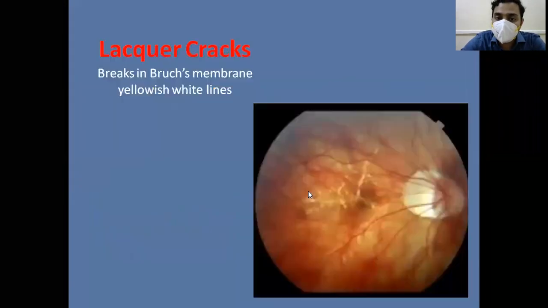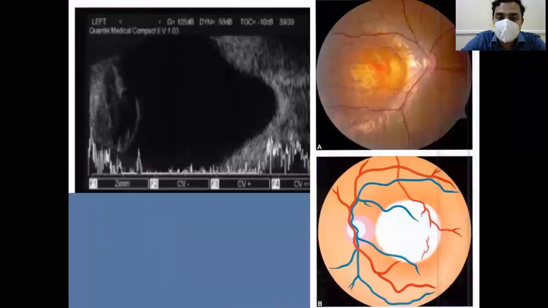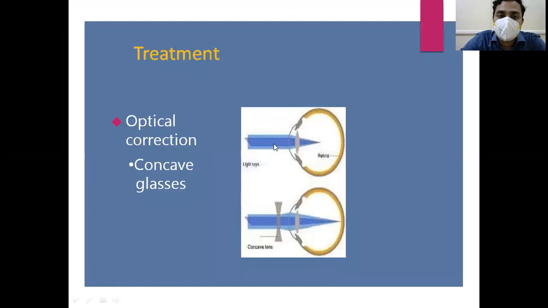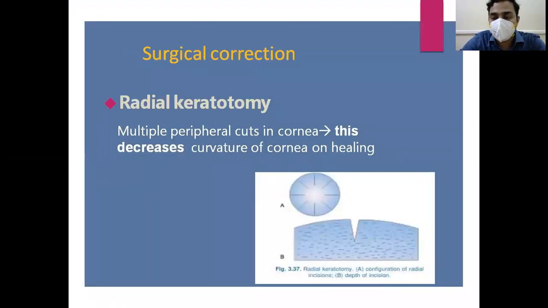So I will start with the surgical part. These are all completed in the previous class. So I start with the surgical correction of myopia. Coming to the surgical correction of myopia.